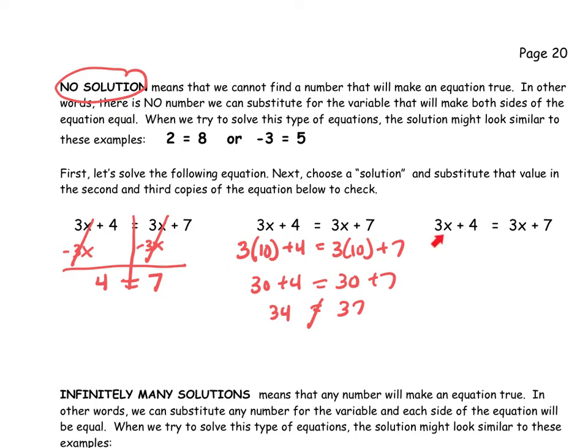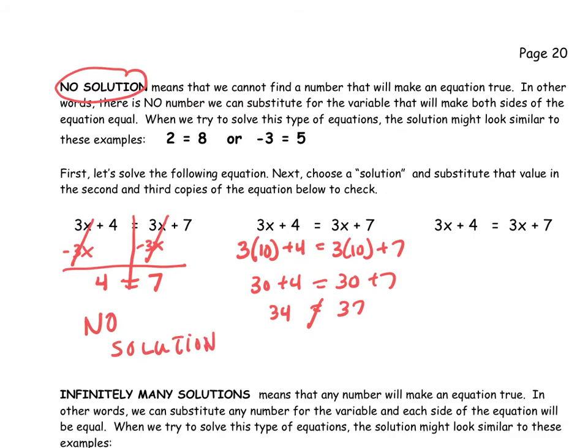Well, if you look, this term is identical. So no matter what we put here, this part will always be the same if we use the same value of x, which we have to. We have to substitute the same number in both x's. However, we're always going to be adding 4 to it on this side, but on this side, we're always going to be adding 7 to it. So that makes sense, and it's never going to be equal. So this is an example of no solution. So when we see something like this, it means that there's no solution.